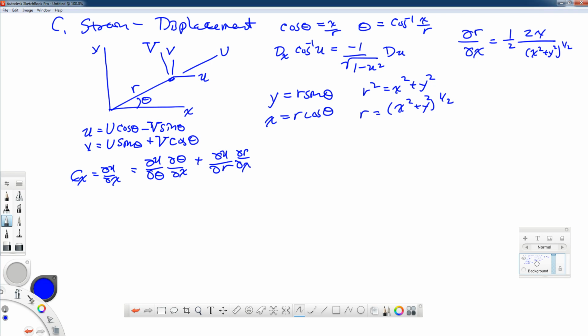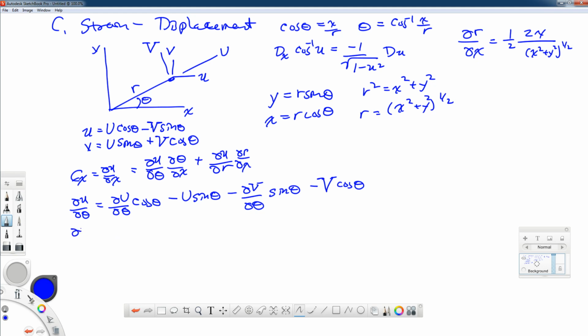So let's take a look at these partial derivatives. Partial of little u with respect to theta is going to be, okay, we got partial of capital U with respect to theta times cosine theta. We're going to have capital U times the partial derivative of cosine theta, which is a minus sine theta. We're going to have a minus partial of capital V with respect to theta times sine theta. And then we're going to have a capital V times partial of sine theta, which is a cosine theta.